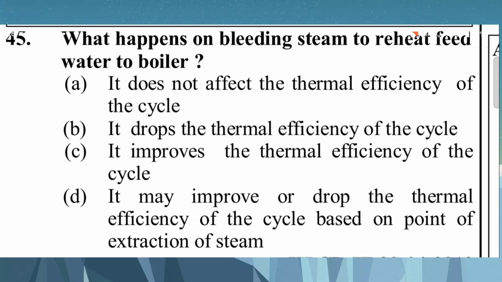Question number 45. What happens in the bleeding system to reheat feed water to the boiler? A. Does not affect the thermal efficiency of the cycle. B. It drops the thermal efficiency of the cycle. C. It improves the thermal efficiency of the cycle. D. It may improve or drop the thermal efficiency of the steam based on the point of extraction of the steam. It drops the thermal efficiency of the cycle because this steam could also help in the power generation of the turbine.